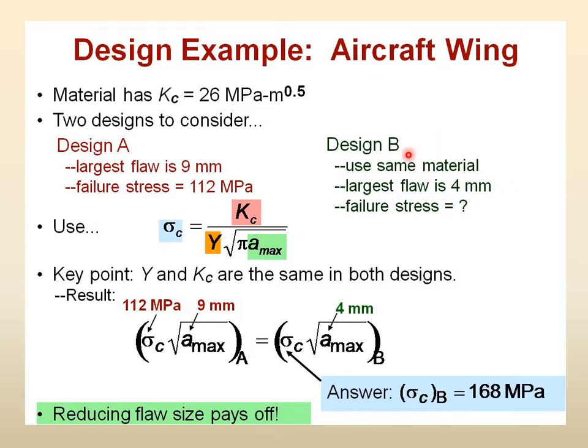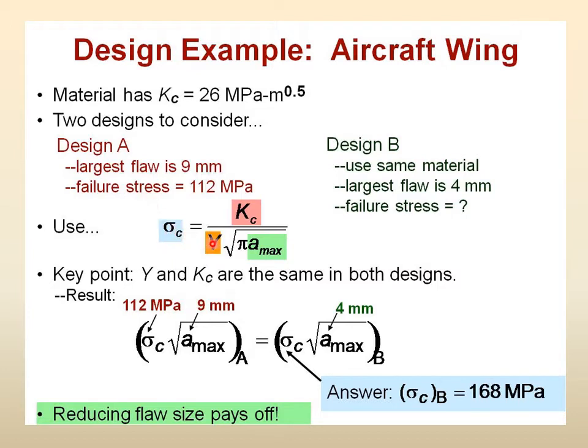In design B, we are now saying it is the same material, but now the largest flaw size is 4. So what is the failure stress? We can put in the same equation, or we can do this: you see this is one design, this is the other design. So sigma C, multiply this there, take this there. So Y pi A max will be the Kc, right? Now Kc is the same, material is the same, isn't it? Material is the same, but the A max has changed. So Kc is equal to sigma C Y root pi A max. Okay, so we take it there.